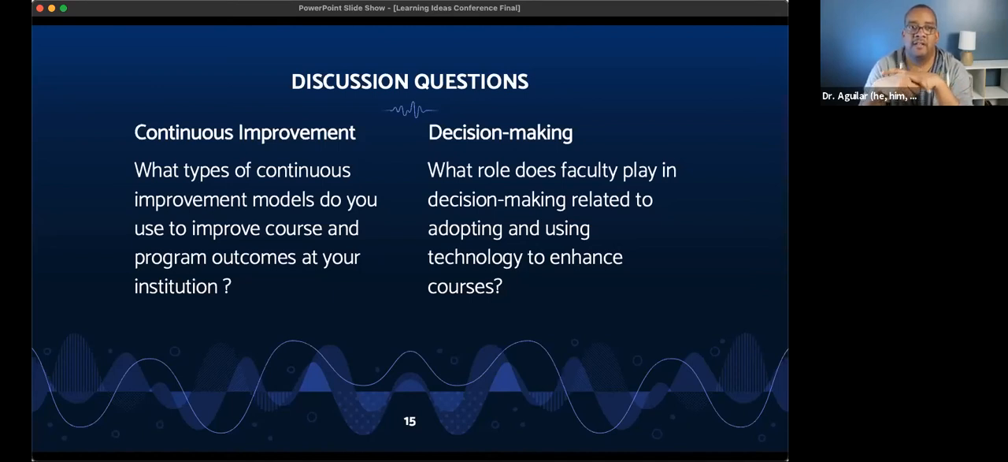The other is, what role does faculty play in decision making? This kind of goes back to what Trevor had said, related to adopting and using technology to enhance their courses. As I said before, for us, the decision making is with a group of, I think it's 6 people who decide the technology that is used.